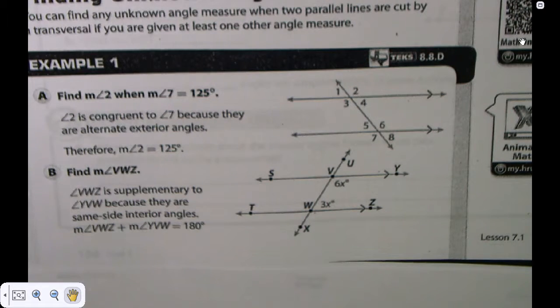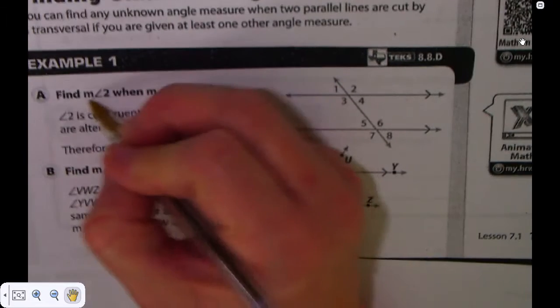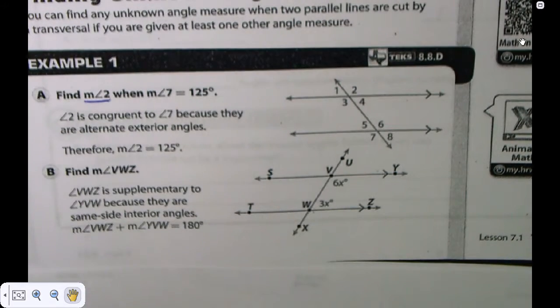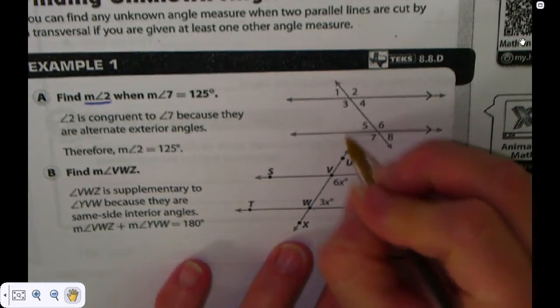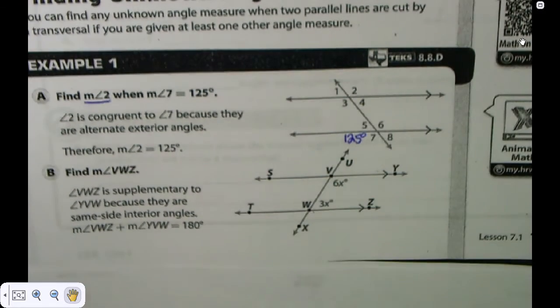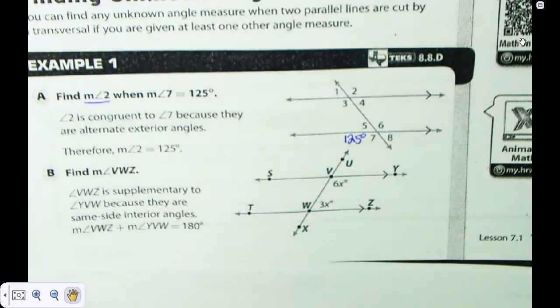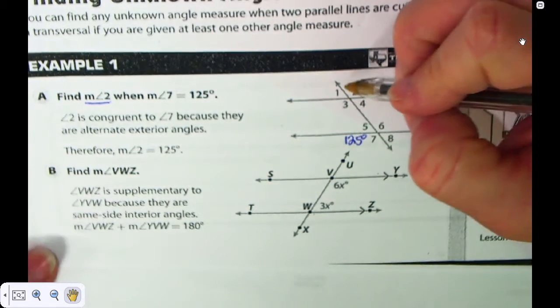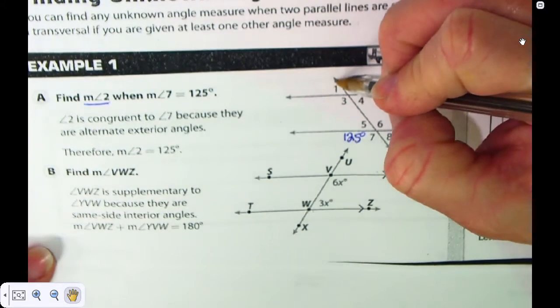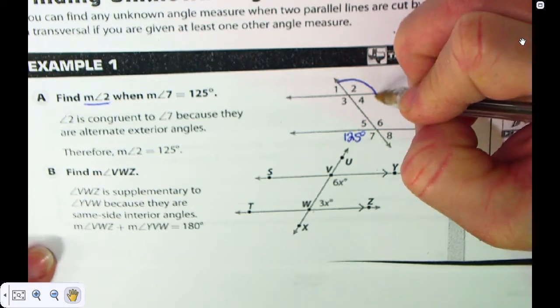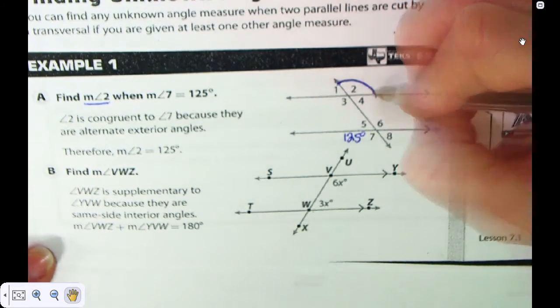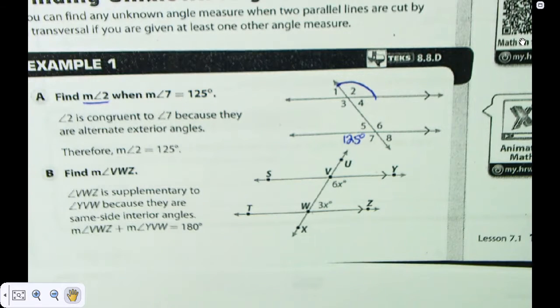It says find the measure. That M means to find the measure of angle 2, and the measure of angle 7 is 125. So let's all go write 125 in the book on angle 7. So we're trying to find the measure of angle 2. Everybody come up to 2 and put an arc there. Measure of angle 2. It's called an arc. Raise your hand when you know the measure of angle 2.